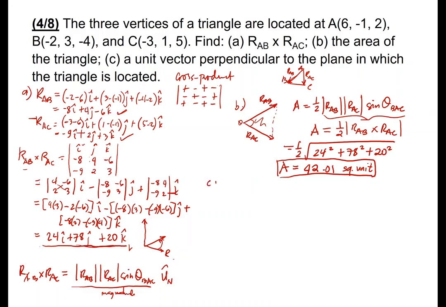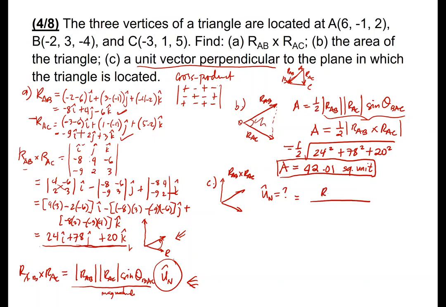Now for your C, we're looking at the unit vector perpendicular to the plane in which the triangle is located. It's the same here. If you remember this case, you have the two sides of the triangle, and the answer here is the RAB cross RAC. What we're asking for, the unit vector perpendicular to the plane, is the un. How do you get un? Very simple. From this formula, un is equal to the cross product vector divided by its magnitude, the magnitude of RAB cross RAC.